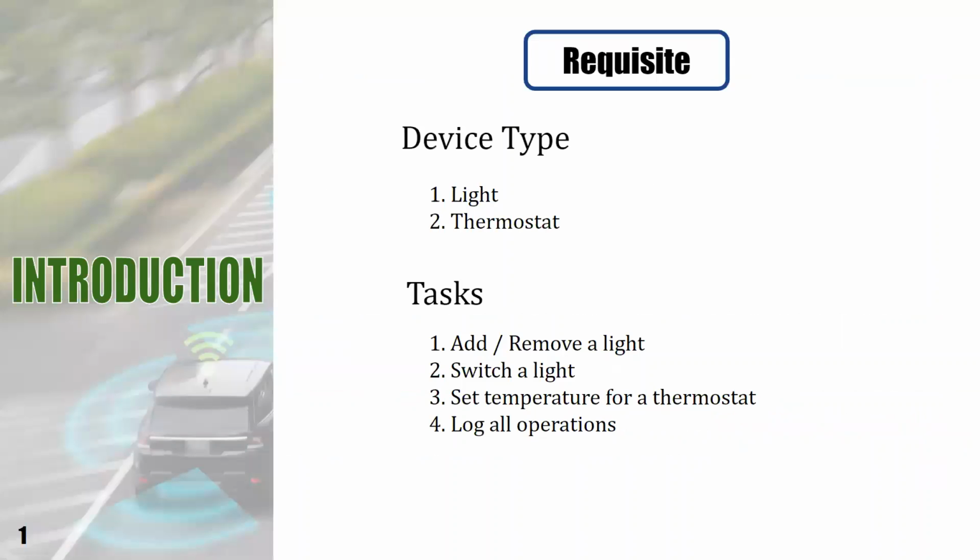First, let's look at what my Autohome can do. For device types, I have two kinds of device: one is a light, one is a thermostat. Inside my Autohome, the tasks it can do: first, I can remove or add a light. Second, I can switch a light. Third, I can set the temperature for a thermostat. And fourth, I can log all the operations I did.